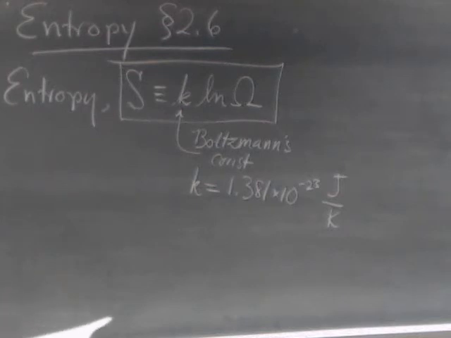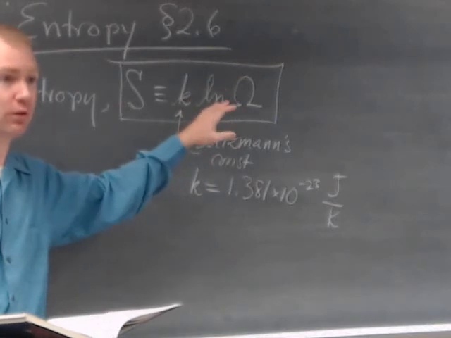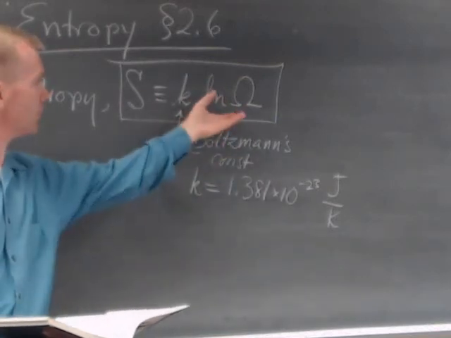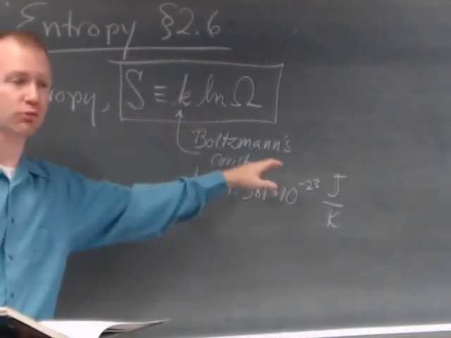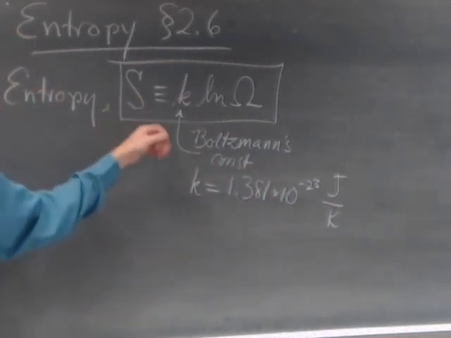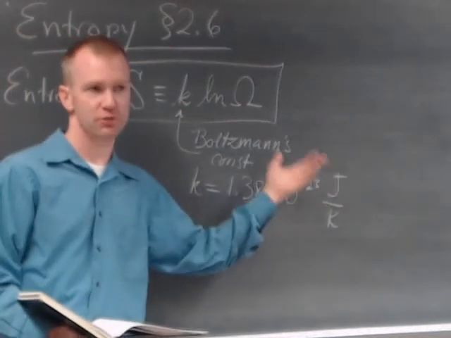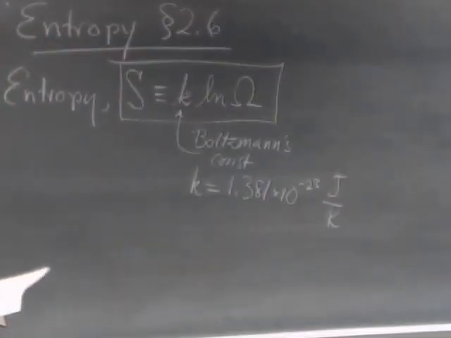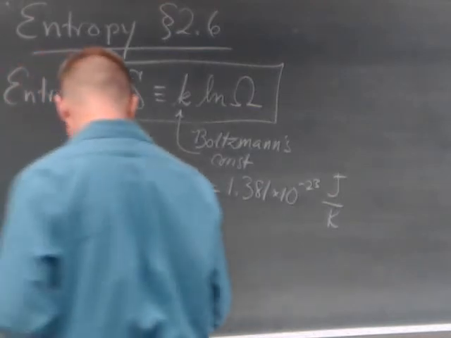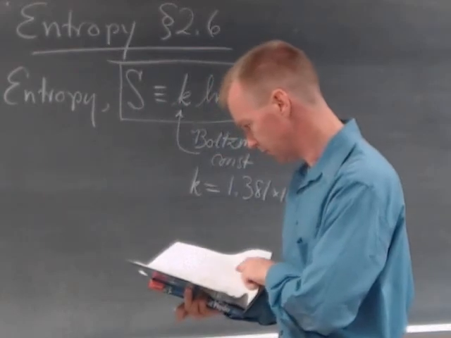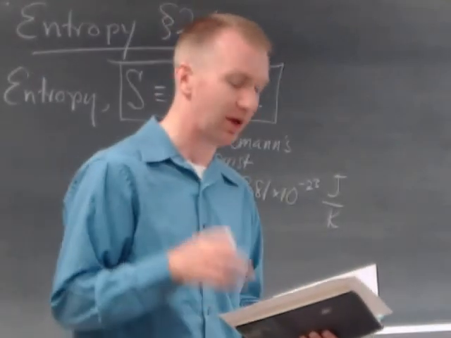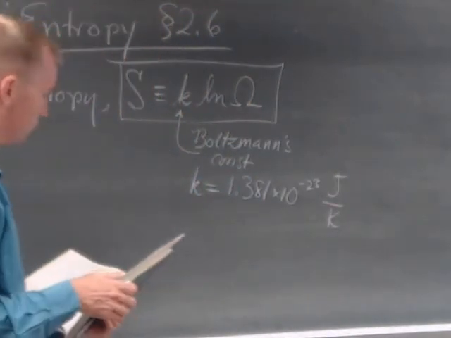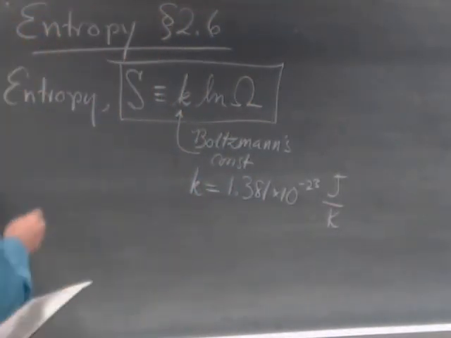Now, let's see. Omega, multiplicity, is unitless. So you take the natural log of it, you've still got a unitless number, dimensionless. And so since Boltzmann's constant has units of joules per Kelvin, entropy will have units of energy over temperature, whatever system you're dealing with. So if you've got, for example, the Einstein solid in the high temperature limit, let's see what the entropy would be.